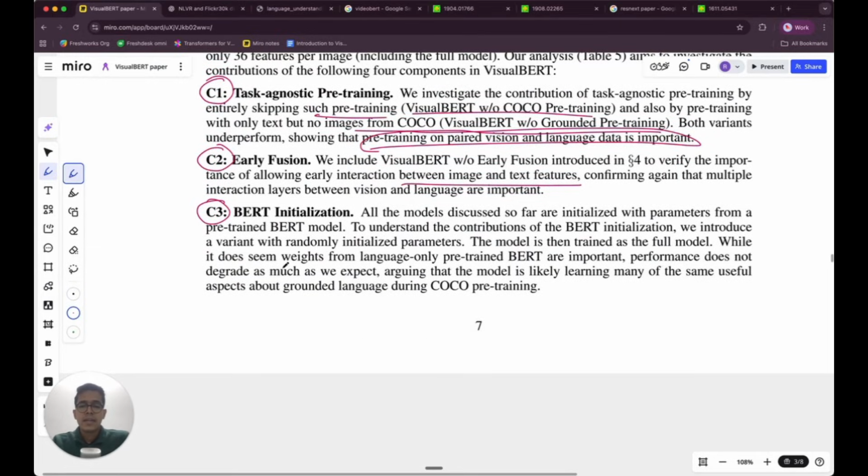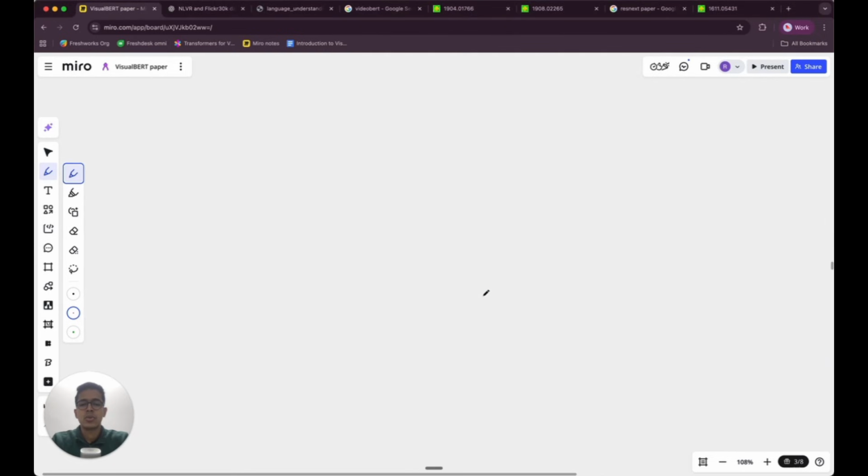While it does seem weights from language only pre-trained BERT are important, the performance does not degrade as much as we expect, arguing that the model is likely learning many of the same useful aspects about grounding from COCO pre-training. So BERT's pre-training is probably not needed. Even in the absence of that, from the COCO dataset pre-training, the model is learning most of the things.